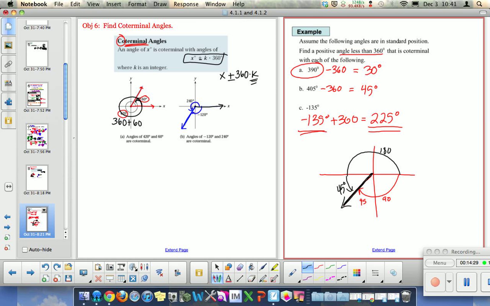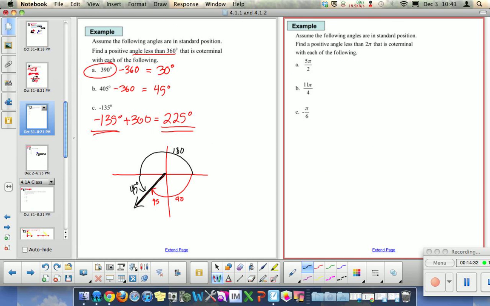Now, of course, we aren't just going to be working in degrees, we're also going to be working in radians. So if we're doing radians, now instead of adding 360 degrees, we're going to add 2 pi or add negative 2 pi. Since they want it less than 2 pi, I first have to decide, is it bigger or smaller than 2 pi right now? A says 5 pi over 2 if you can't read that. That's bigger than 2 pi, so I'm going to subtract 2 pi to find a coterminal angle. But of course, I need to get a common denominator in order to do this. So I'm going to do 5 pi over 2 minus 4 pi over 2, because that's equivalent to 2 pi. Subtracting that, I get pi over 2, because 5 minus 4 is 1, and then of course the denominator stays the same. So pi over 2 is coterminal with 5 pi over 2.